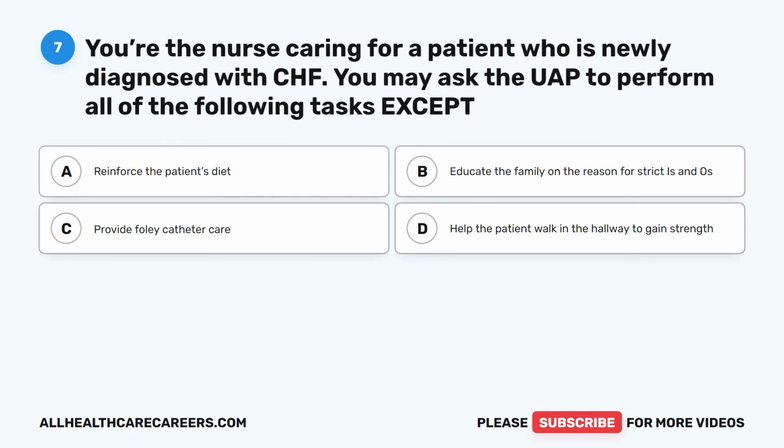Question 7. You're the nurse caring for a patient who is newly diagnosed with CHF. You may ask the UAP to perform all of the following tasks except A.